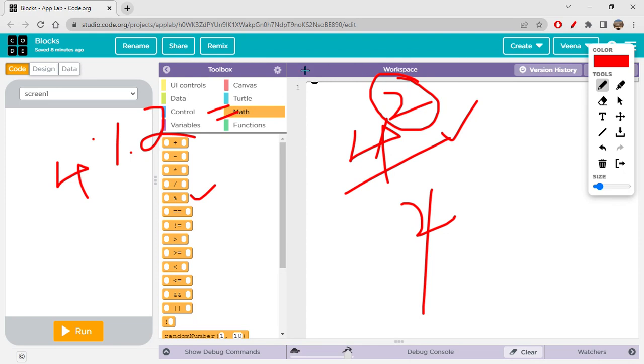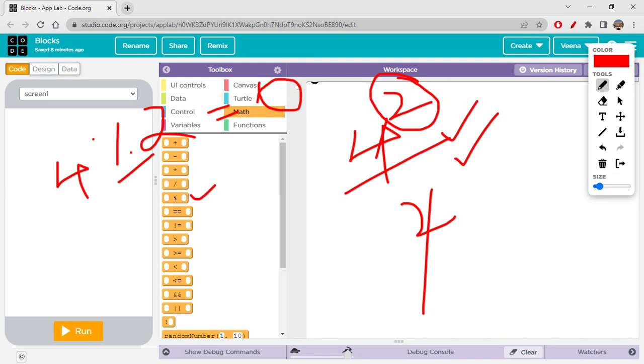Okay, so the output will be 0, right? Because the modulo operator will be giving the remainder as the output, right? Division operator will be giving the quotient as the output. Okay, so you have to remember this and understand the difference, because this is very much important.